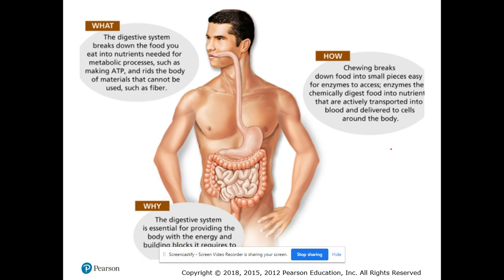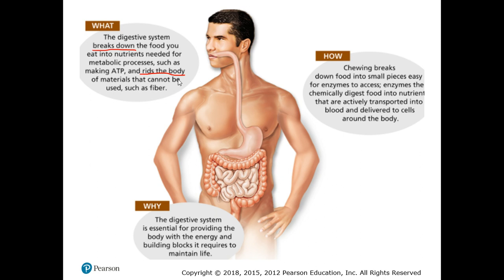So let's first talk about what, how, and why for the digestive system. Well, what the digestive system does is two things. One, it breaks down food into nutrients so that your body can use them for metabolic processes such as making ATP or energy. The second step is it gets rid of any body waste or materials that you have ingested that you cannot use, like fiber.